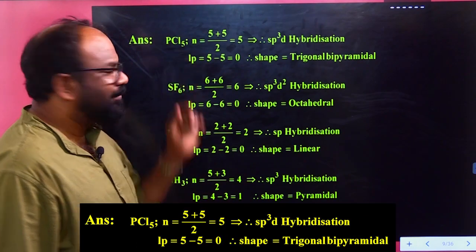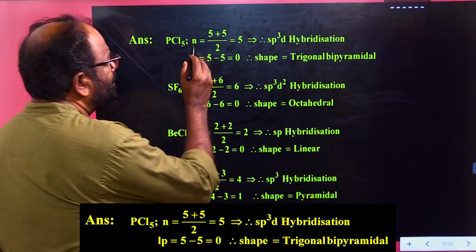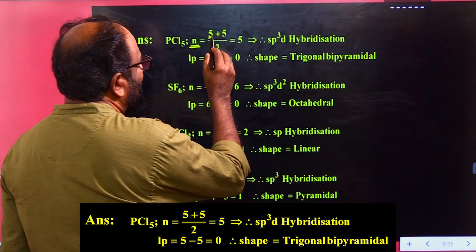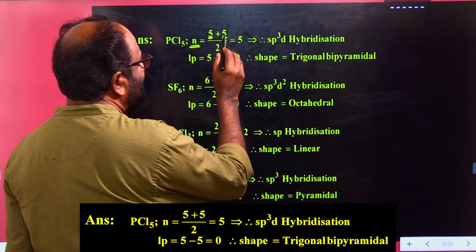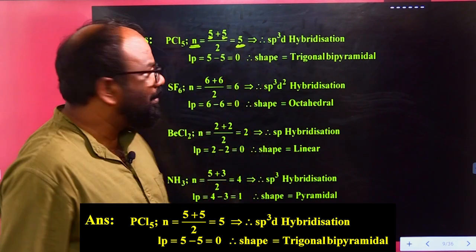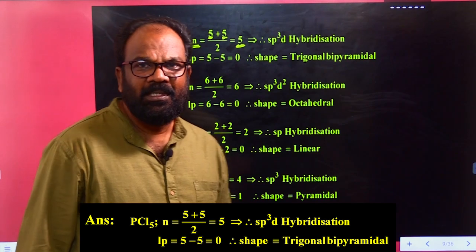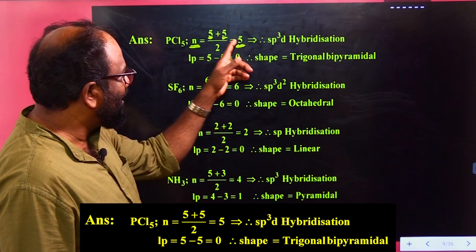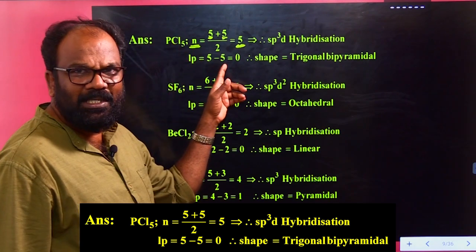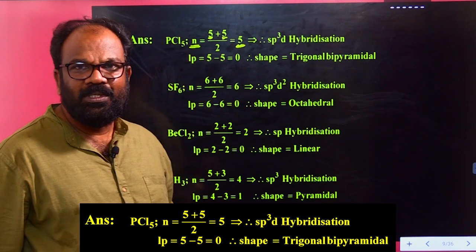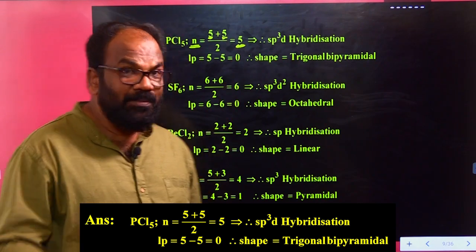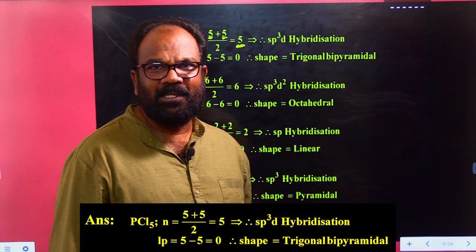First of all, PCl5. For PCl5, number of hybrid orbitals N is equal to its valence electrons 5 and number of monovalent atoms 5, divided by 2. Therefore, number of hybrid orbitals is equal to 5. So hybridization is sp3d. Number of lone pairs is equal to number of hybrid orbitals 5 minus number of groups attached to central atom, that is also 5, that is equal to 0. That is sp3d hybridization with no lone pair. Therefore the shape of the molecule is trigonal bipyramidal.